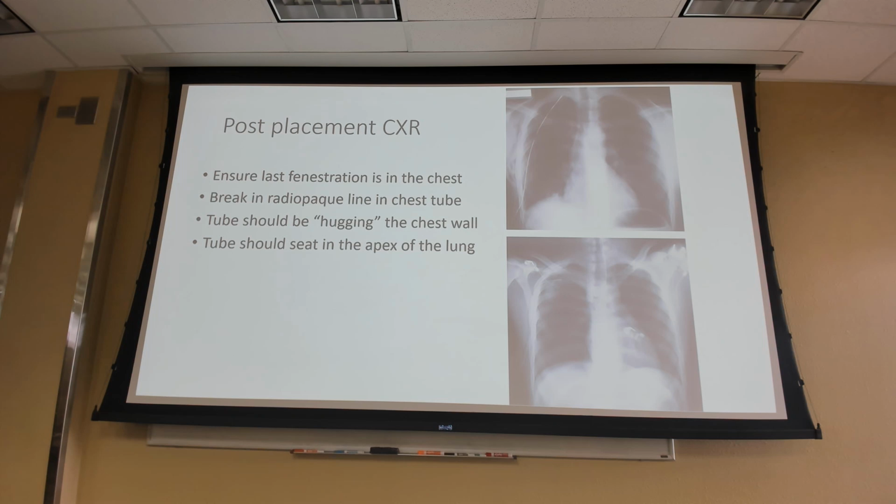I don't know how they did it, but as you can see, it is hugging the chest wall, just the wrong side of it. And then it's above this rib, so it's obviously superficial. This tube is not doing anything for this patient. That's why it's important we get that chest x-ray afterwards so we can confirm placement.